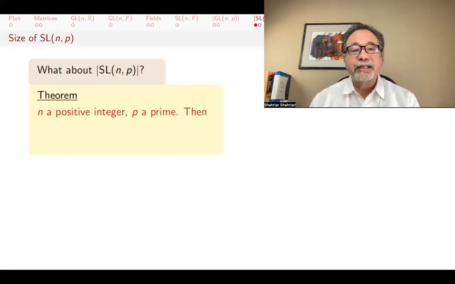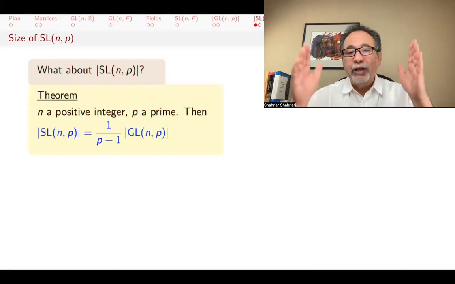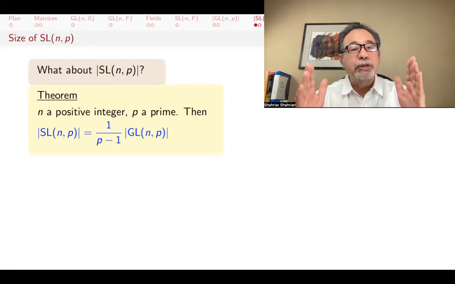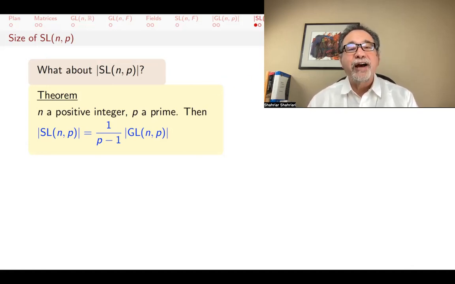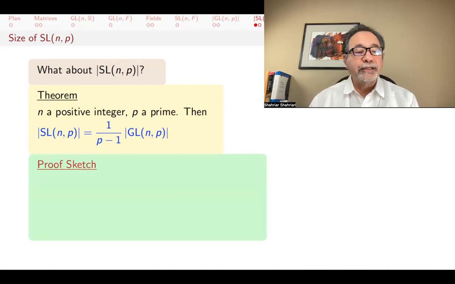Pick a prime and pick the size of your matrices. When we put absolute value signs around a set, we mean the size of that set, or the cardinality of that set if it happens to be infinite. Then the size of SL_n(F_p) is just the same as the size of GL_n(F_p) divided by p minus 1. Why is that? Here I'm going to sketch the proof. I'm not going to put in all the details, but you can complete it.